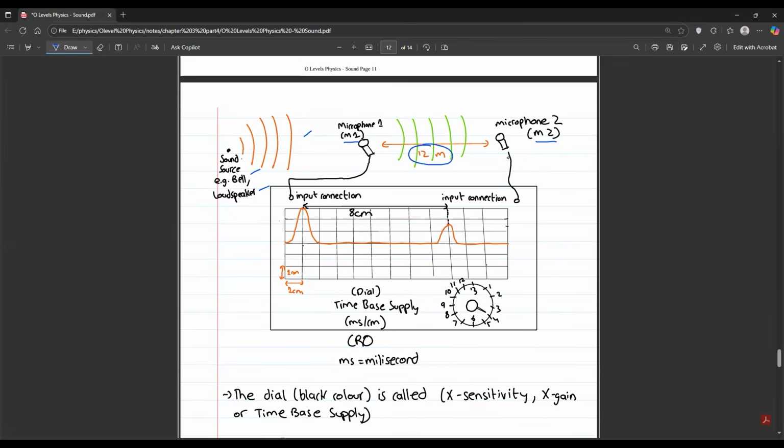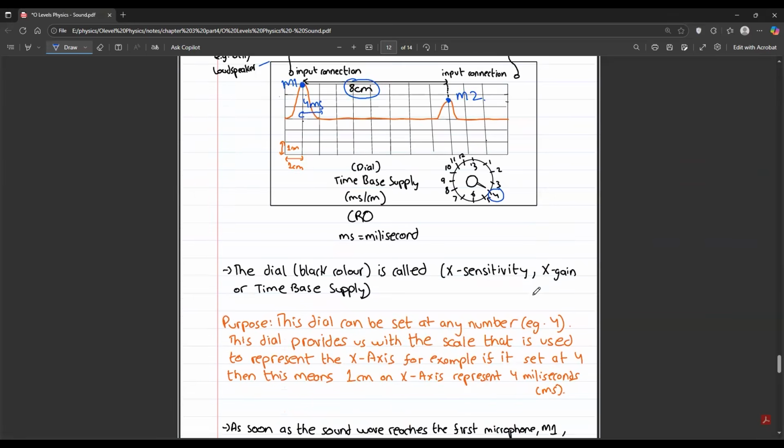When you connect both of these microphones with a CRO, you will get a peak value for microphone 1, you will get a peak value for microphone 2. Can you realize the sound की peak value between microphone 1 and microphone 2 is at a distance of 8 centimeters? 1 centimeter is equal to 4 microseconds. बेटा, 1 सेंटीमीटर या एक बॉक्स is equal to 4 microseconds. तो दो पीक वैल्यूज के बीच में कितना डिस्टेंस है? 8 सेंटीमीटर का. टोटल टाइम क्या हो जाएगा?